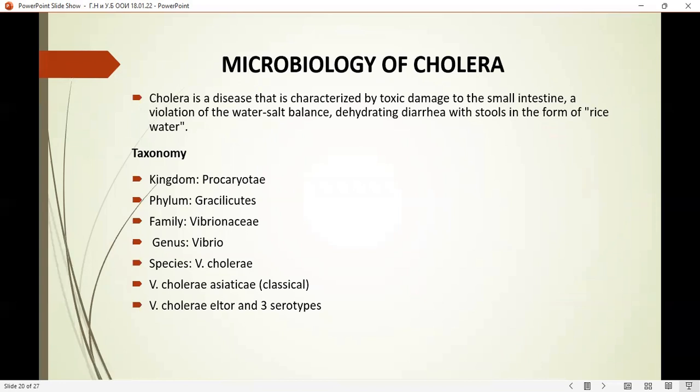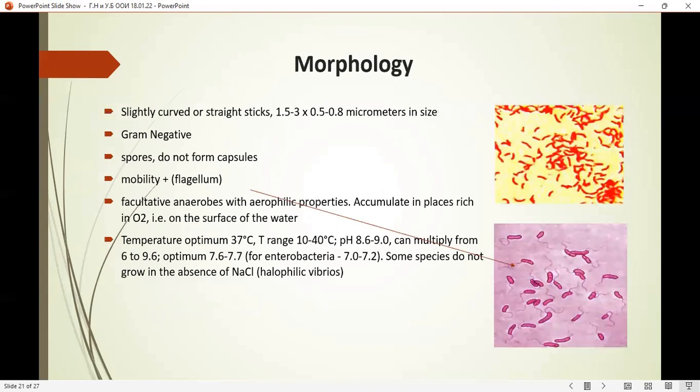Microbiology of cholera. Cholera is a disease that is characterized by toxic damage to the small intestine, a violation of the water-salt balance, dehydrating diarrhea with stools in the form of rice water. Taxonomy. Family Vibrionaceae, genus Vibrio, species Vibrio cholerae: Vibrio cholerae asiaticae, which is classical, and Vibrio cholerae El Tor, and 3 serotypes. Morphology. Slightly curved or straight gram-negative rods.